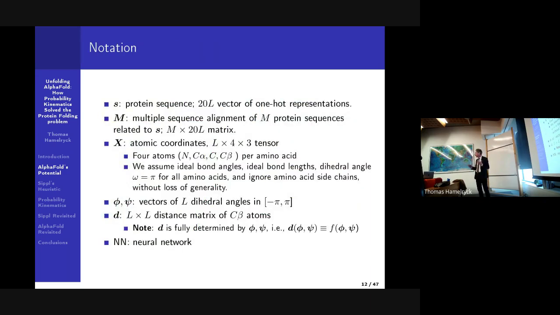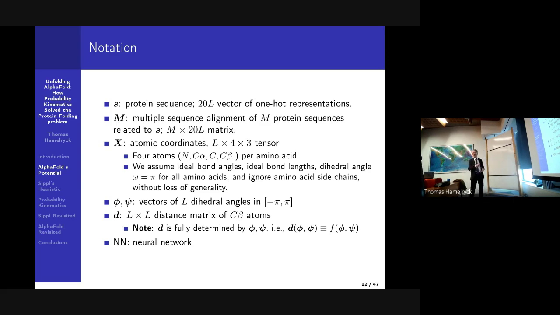And before we go on, let me introduce you to a bit of notation so that everything is clear. I sent these slides to Kanti Mardia, who's of course a statistician, and he pointed out, Thomas, you need to be precise about your notation. So here's a slide about the notation. S is our protein sequence. This is basically a vector of one hot representation, so a concatenation, and the length is 20 times L, 20 amino acids. L is the number of amino acids in the protein.